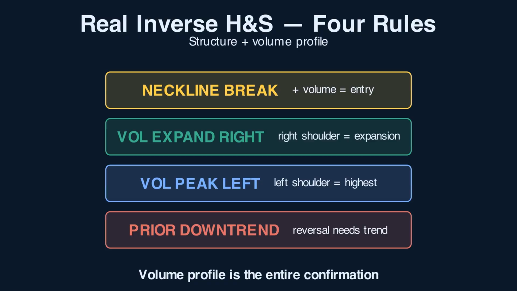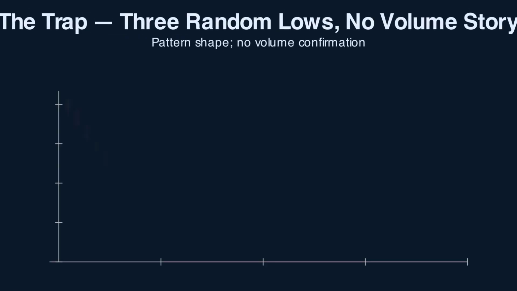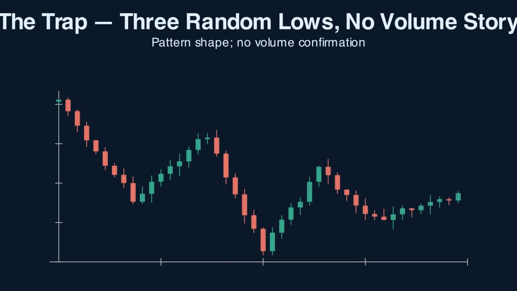4. Neckline break on expanding volume. The breakout above the neckline must come on real participation, not on a thin bar. All 4 required. Watch this in a synthetic chart. A trader spots a 3-bump structure that looks like an inverse HNS, left shoulder at 95, head at 88, right shoulder at 92. They draw a neckline at 105 and wait for the breakout.